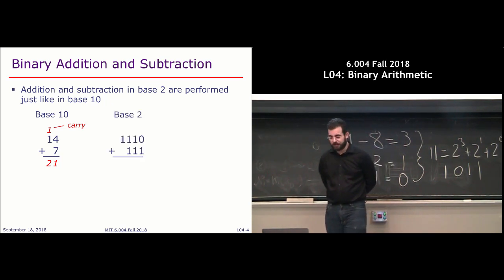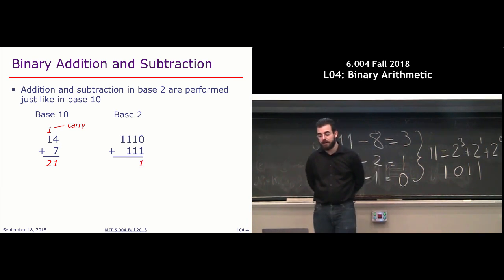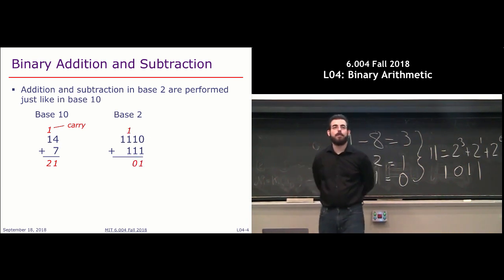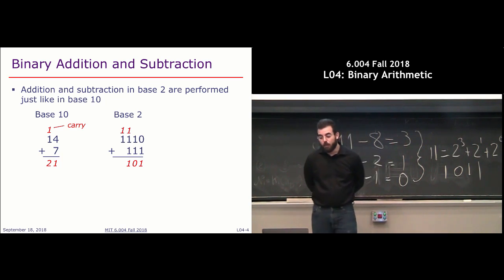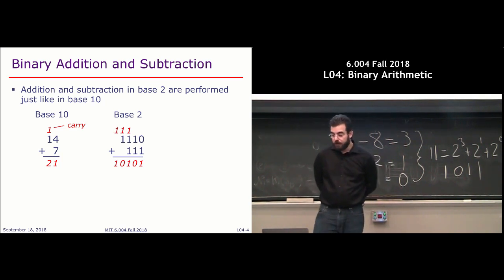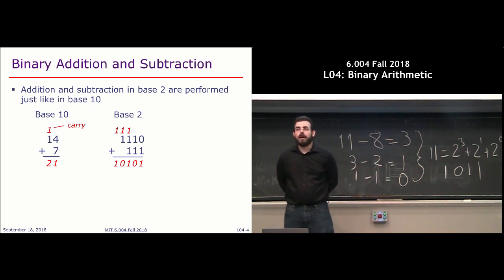We saw this last lecture. You encode the numbers in binary. You add them digit by digit. 0 plus 1, 1. 1 plus 1, 0, and we carry 1. 1 plus 1 plus 1, 1, and we carry 1. 1 plus 1, 0, and we carry 1. And we get 1, 0, 1, 0, 1, which is 16 plus 4 plus 1, 21.